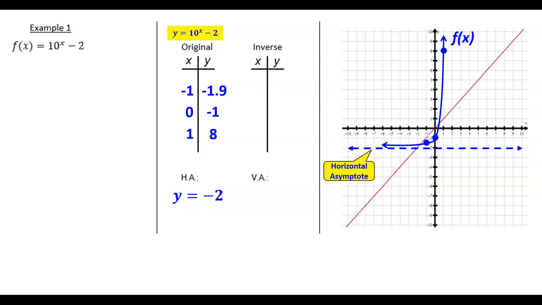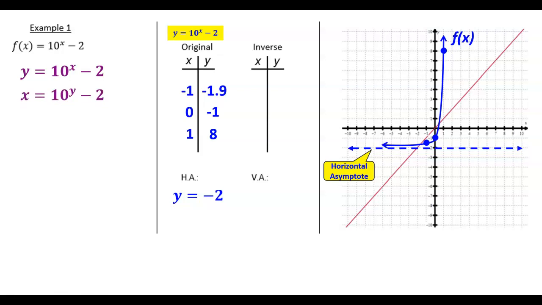Cool. Here we go. These are the same four steps we've done the last three sections. f of x turns into what letter? y. So y equals 10^x minus 2. Write that down. Second step. What do I do with x and y? Switch them. When I flip them, it's going to look like this: x equals 10^y minus 2.